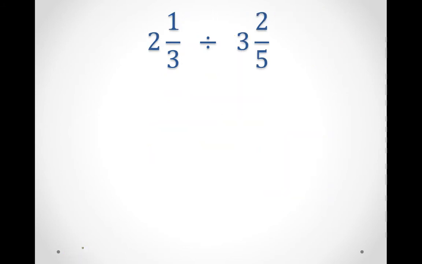I think it's our last problem here. Now we have two mixed numbers that we're going to make into improper fractions. So here, 2 times 3 is 6 plus 1. That is 7 over 3, divided by 3 times 5 is 15 plus 2. That is 17 over 5.